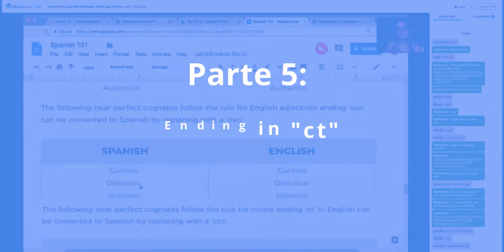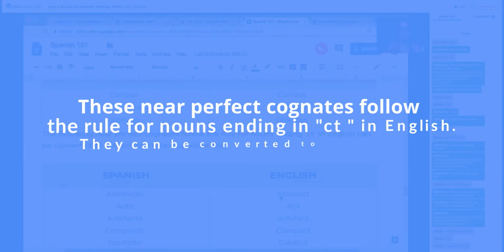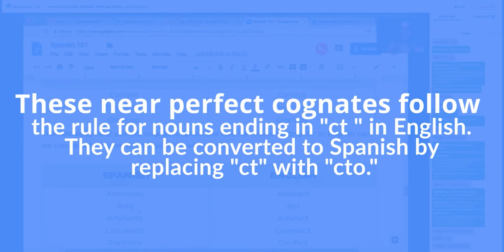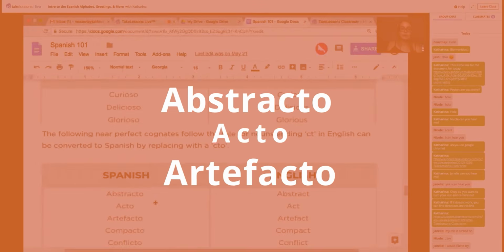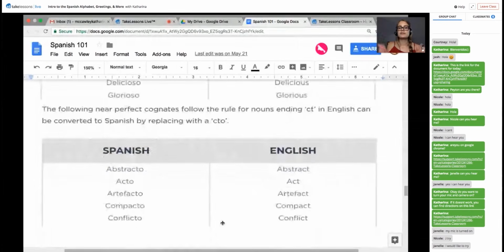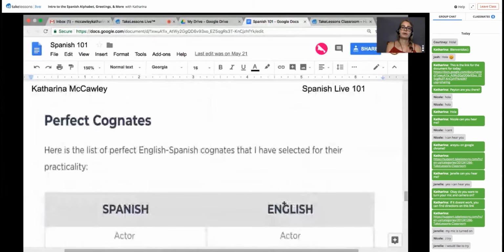Then the same applies for the ones ending with CT. Abstract, act, artifact, they will be CTO in Spanish. So abstracto, acto, artefacto. So you see that there are a lot of rules, and if you remember them, you just look at the endings and you can switch them to Spanish. Those were the near perfect ones because you have to change something in order to make them Spanish or English.